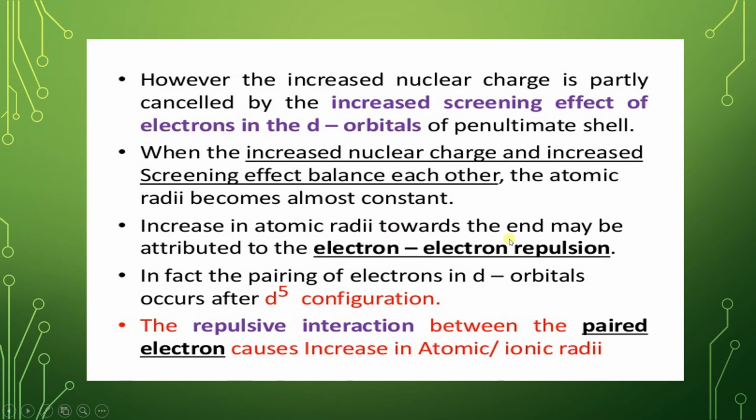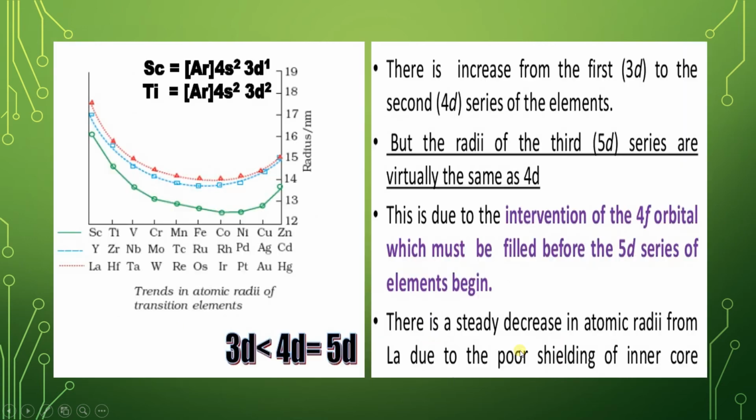The increase in atomic radii towards the end may be attributed to electron-electron repulsion. In fact, the pairing of electrons in d orbitals occurs after the d5 configuration. Up to d5, there is only one electron in each orbital. After d5, electrons get paired up. The repulsive interaction between the paired electrons causes an increase in atomic and ionic radii. Therefore, in the beginning, atomic or ionic radii decrease. At the end, atomic or ionic radii increase.